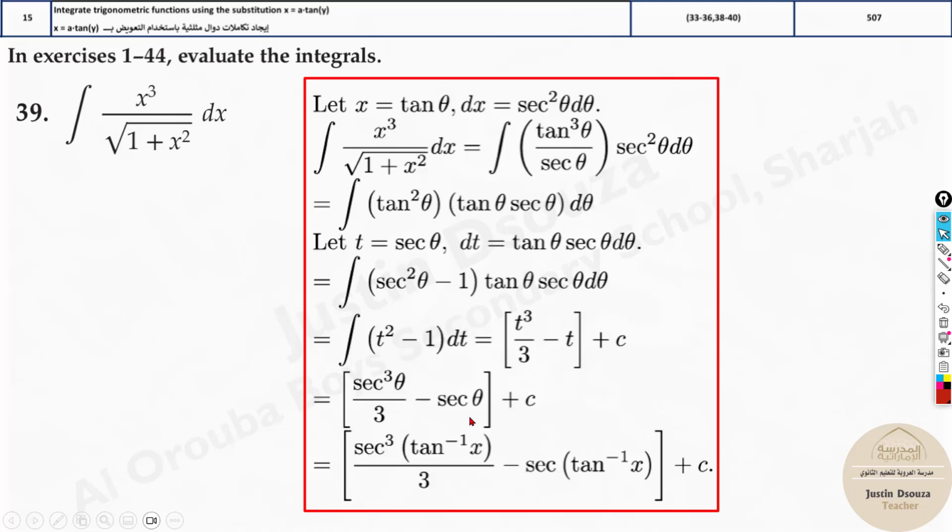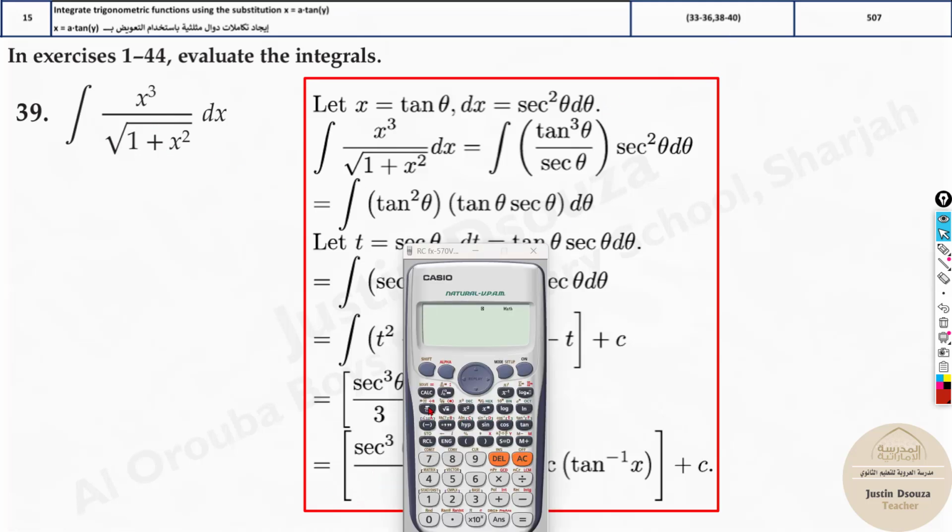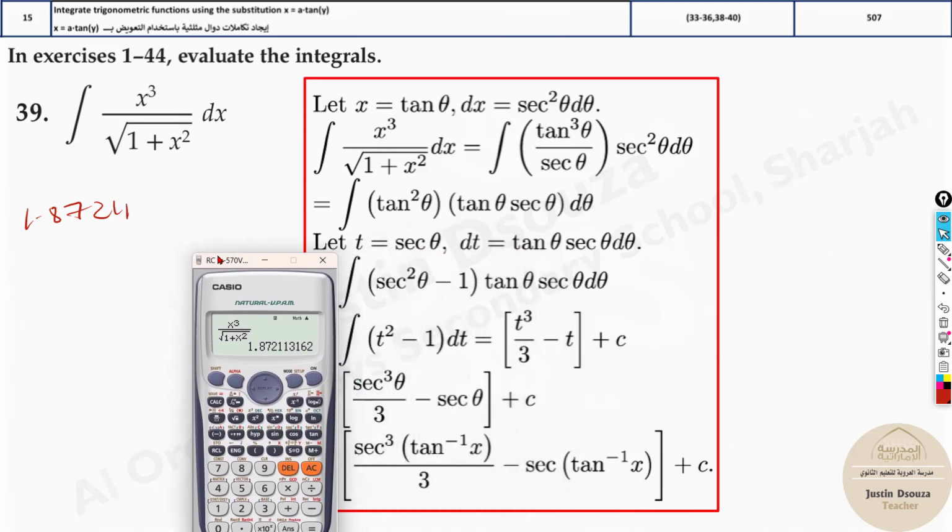Let's do this because there is trigonometry in this. First thing, let's put the given question, x cubed divided by square root of 1 plus x squared. And now the answer is 1.87211. Over here, no problem. But when you solve these, make sure your mode must be in radian, shift mode and 4. But here, the answer will be the same. Doesn't matter because there is no trigonometry over here, isn't it? So that's fine. Now we will derive this.